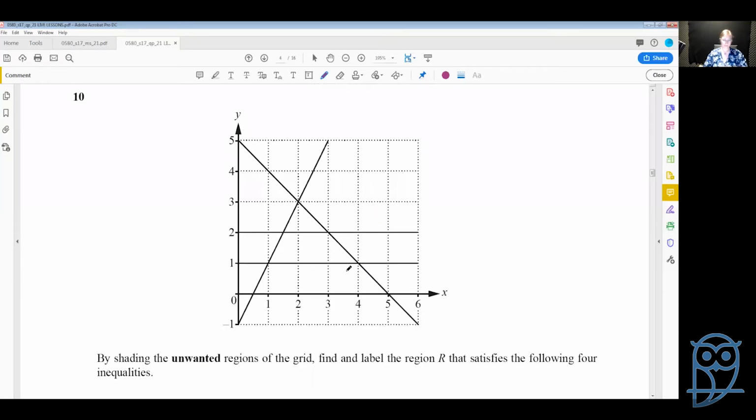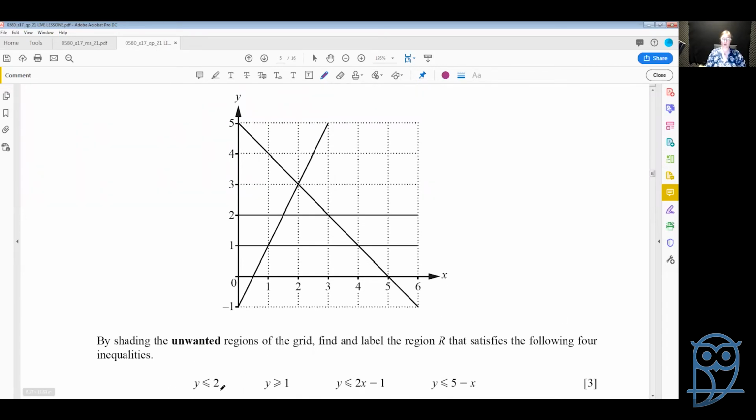Okay, question 10. So it says, by shading the unwanted regions of the grid, find and label the region R that satisfies these inequalities. So we have y less than or equal to 2, y greater than or equal to 1, this and this. Okay. So let's do this. So if y needs to be less than 2, that means we go look at our y's. Here is our 2. So we want it to be less than 2, but we want to shade the unwanted regions. So that would be everything above this line as unwanted. So we're going to shade all of this area.